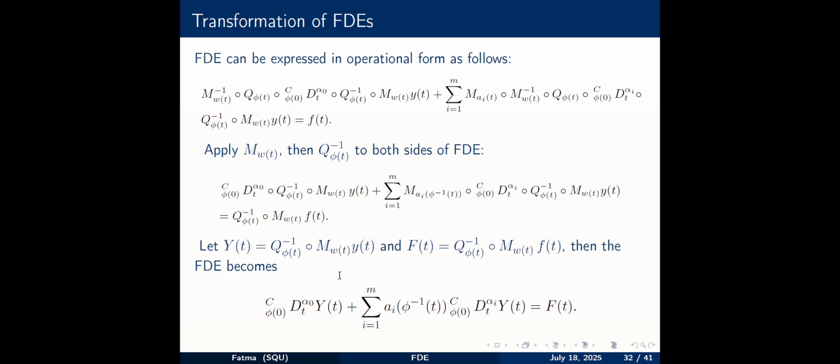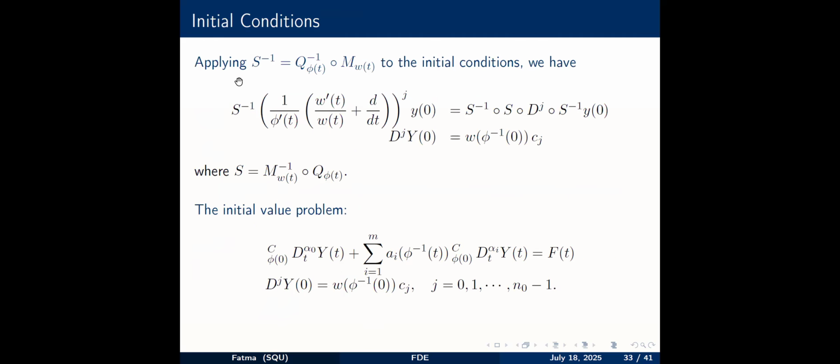We need to do this also for the initial conditions. So if we assume that S inverse is given by this, and we apply it to the initial conditions, I write them just shortly here to make it easier for you to understand the operations. At the end we get the classical derivative here, where j is an integer from 0 to n_0 minus 1.